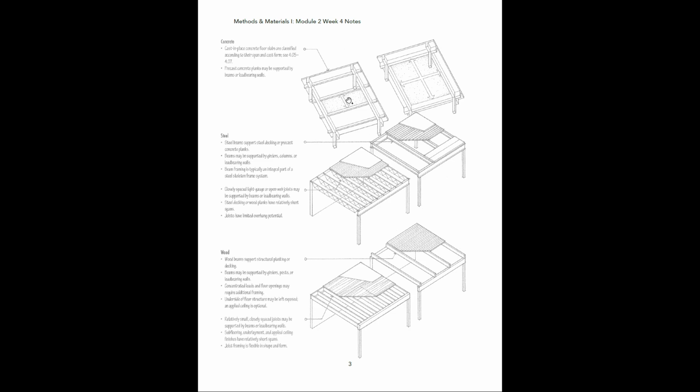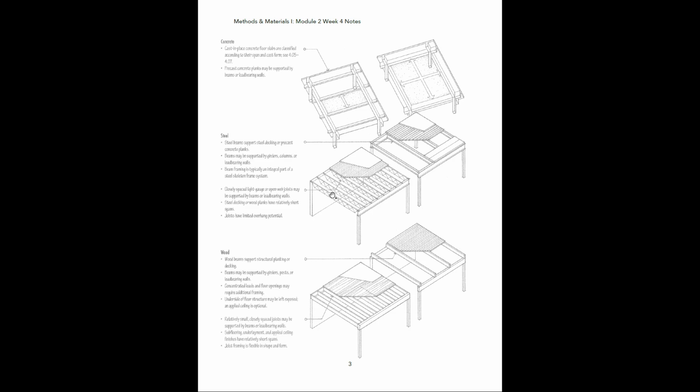So back here on the page prior, these are just some good visual diagrams of floor and ceiling assemblies, well, mainly floor assemblies. But you can see here we can take a look at concrete assemblies, steel assemblies, and wood assemblies. So concrete, basically we usually just have concrete slabs, and these are supported by beams and girders. Okay, so we have our grid system here that's going to be supporting those.